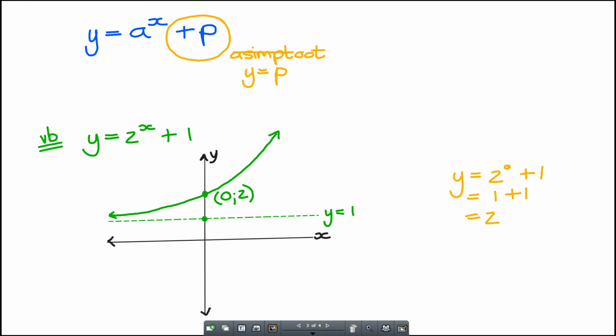Jy reg? Okay. Now, I quickly want to work through that example on page 49. Kom ons kyk gou na nommer 3.